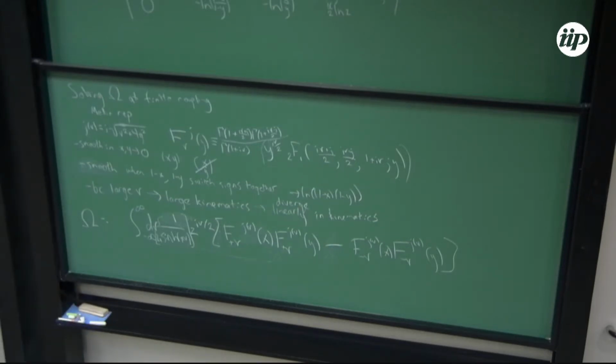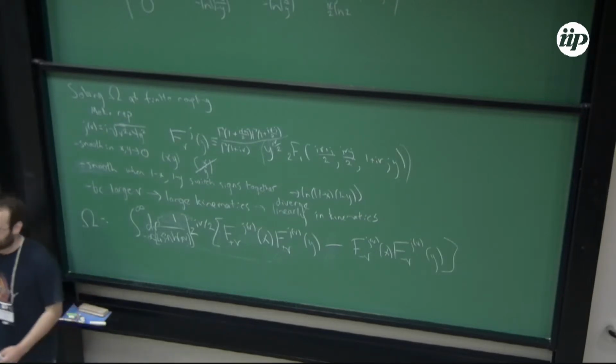Let's see. So maybe I want to leave up both of those. Maybe I'll switch this thing. Okay, so that gives us an expression for omega. And I'm not going to go through it, but you can use a similar derivation to get omega tilde. Okay, so that's two functions which now are defined for finite coupling.